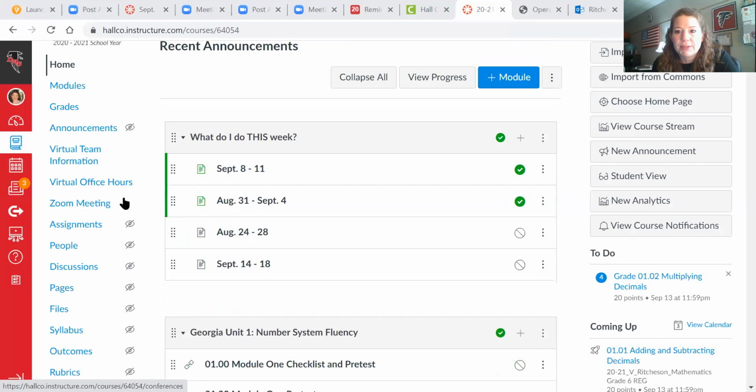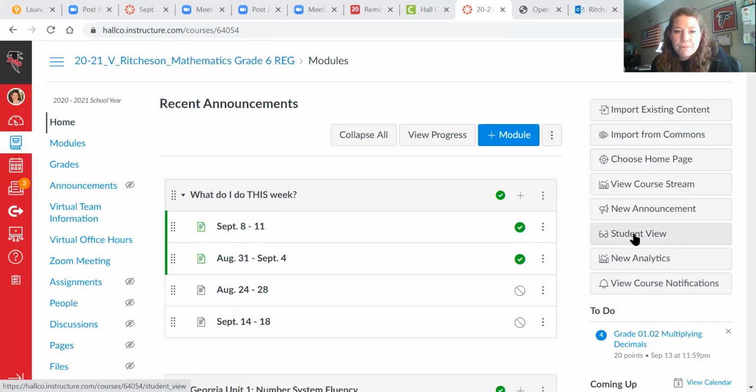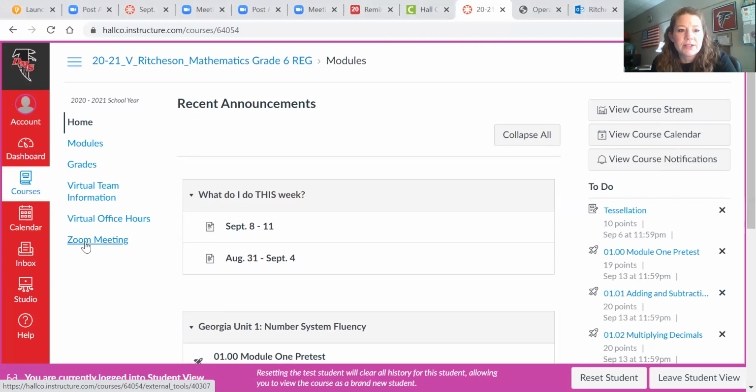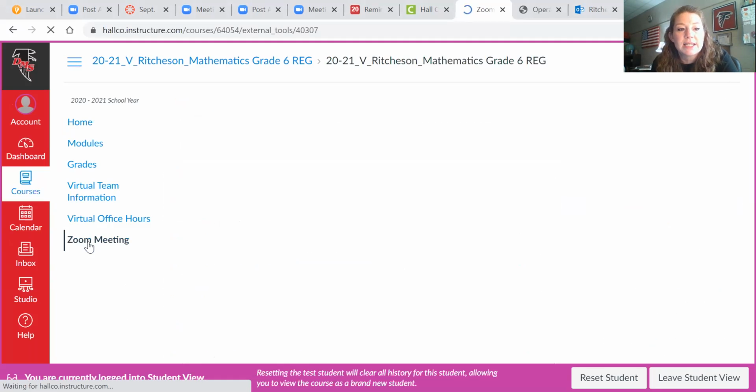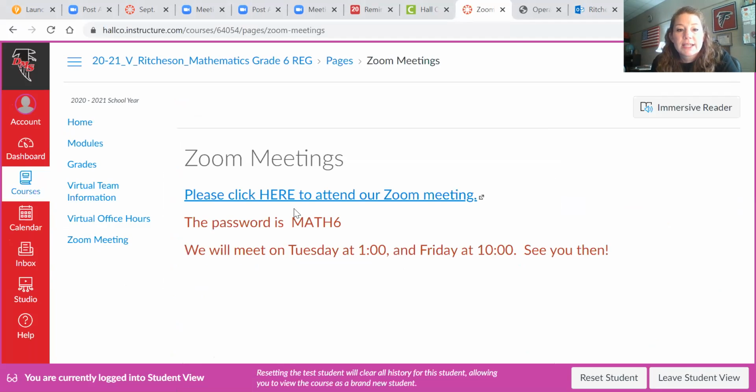So let me go back to the page one more time. I added a new, let me go to student view. I added a new tab over here on the left side of your screen. If you forget where that link is, it's under the what do I do this week, but if you forget, you go to Zoom meeting. You can click right here to get straight into the meeting. The password is always Math 6, and it reminds you that we'll meet on Tuesday at 1 and Friday at 10. Okay, so don't forget, write that in your calendars.